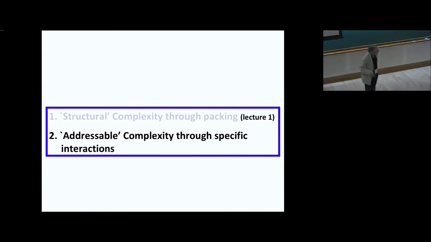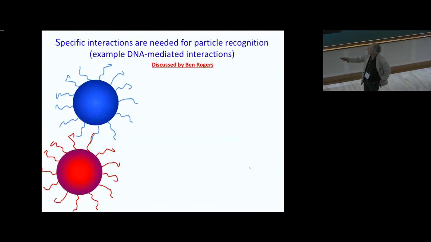And if you then look at how this is done, and now I can basically very quickly go over the ground that Ben just covered, the obvious thing to do is you want to make use of molecules that recognize each other. Now, in principle, there are many such molecules. Proteins can recognize other proteins very well. So there's a lot of specific interactions in nature, in biology, that in principle do this.